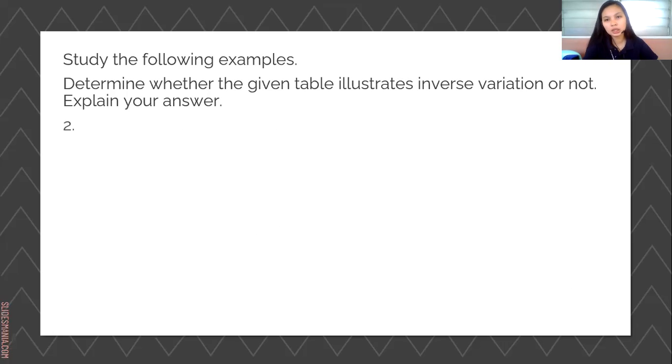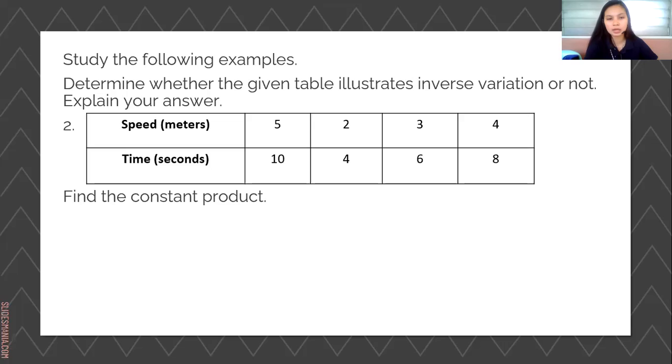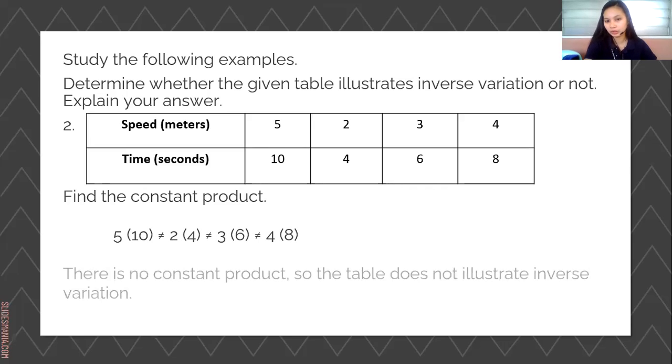So this is not an inverse variation example po because we don't have the constant product po. Okay? So questions po in identifying. Questions? Clarifications po?